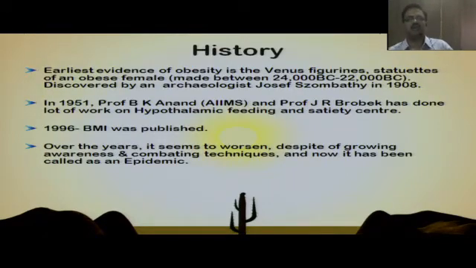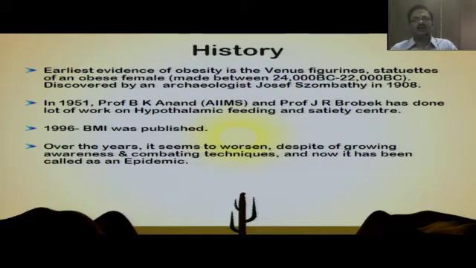Coming to some historical aspects, there is the earliest evidence of obesity. It was detected in Venus figurines and statues of obese females roughly around 24,000 BC to 22,000 BC, and was discovered by archaeologist Joseph in 1908. So since then, obesity is detected, and we can call it a problem of the ancient era also.